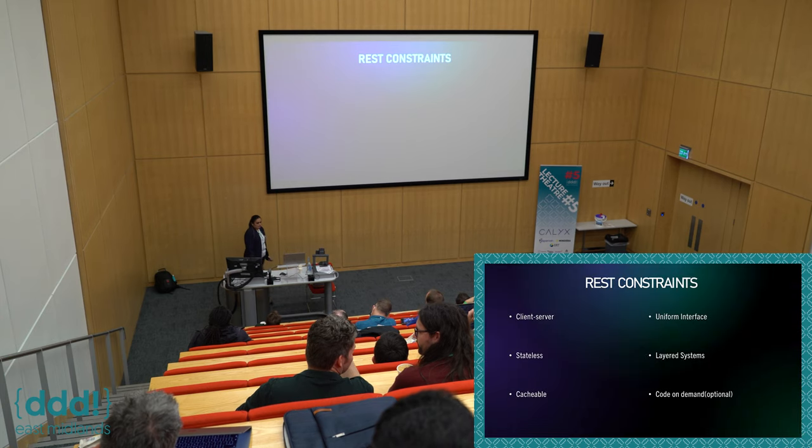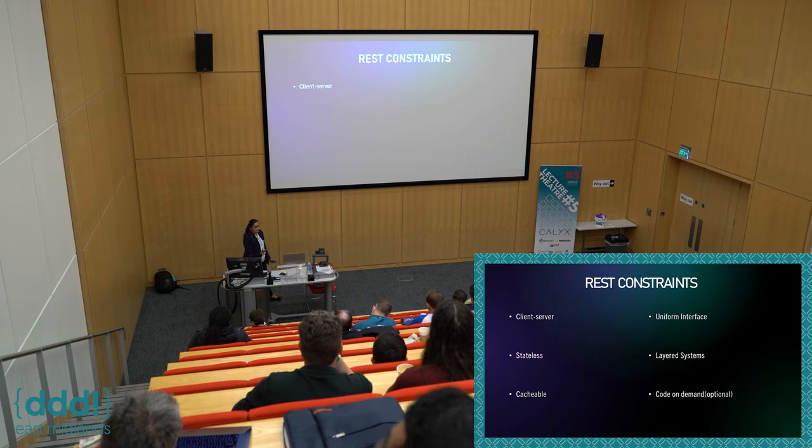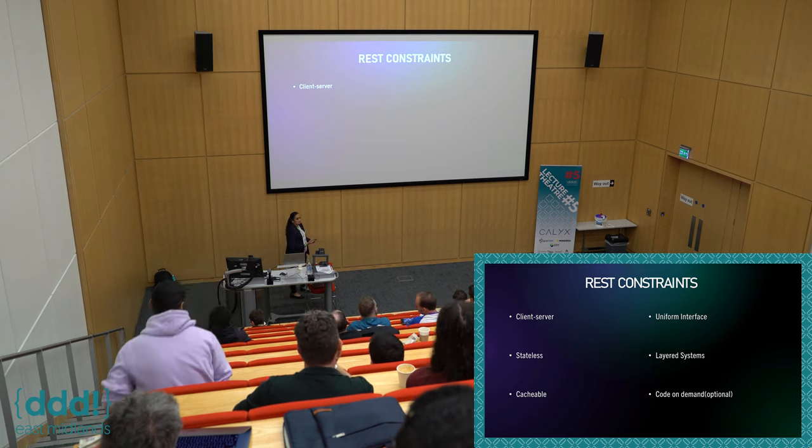Now, the REST constraints. There are 6 constraints. The first one is client and server. So there's always a client-server model with REST. The client asks for services, the server gives the services, and there can be any number of varied clients connected to a server.